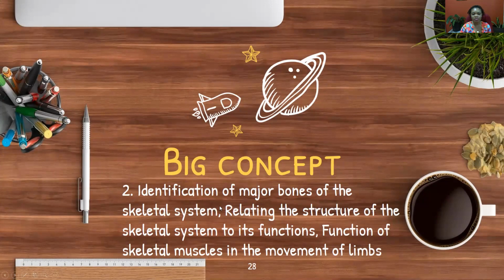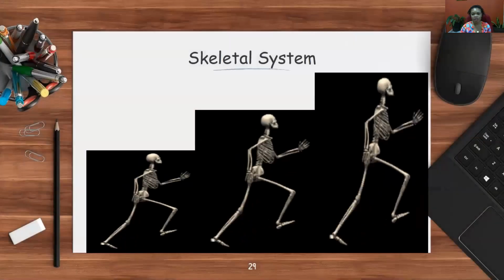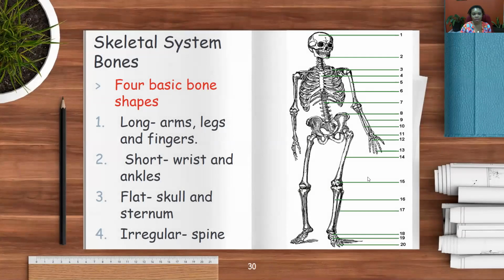Identification of major bones of the skeletal system, relating the structure of the skeletal system to its function, and functions of the muscles. That's concept number 2. So skeletal system. You have 4 basic bone shapes. You have long, which includes the arms, legs, and fingers; short, wrists and ankles; flat, skull and sternum; and 4, irregular, the spine.